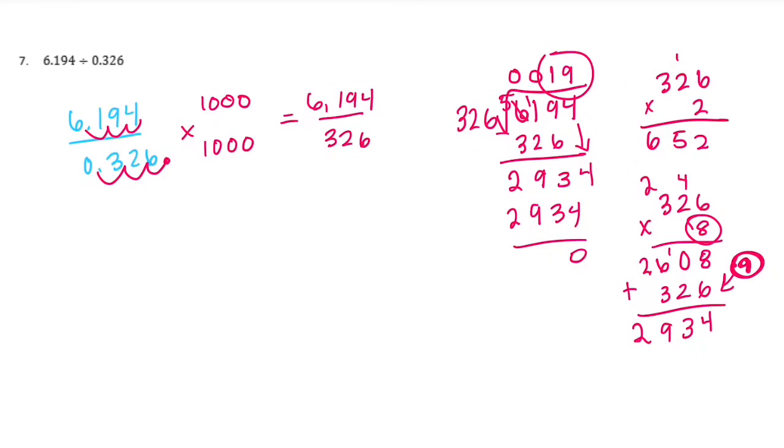So our quotient is 19. 6,194 divided by 326 is 19. Let's check that.